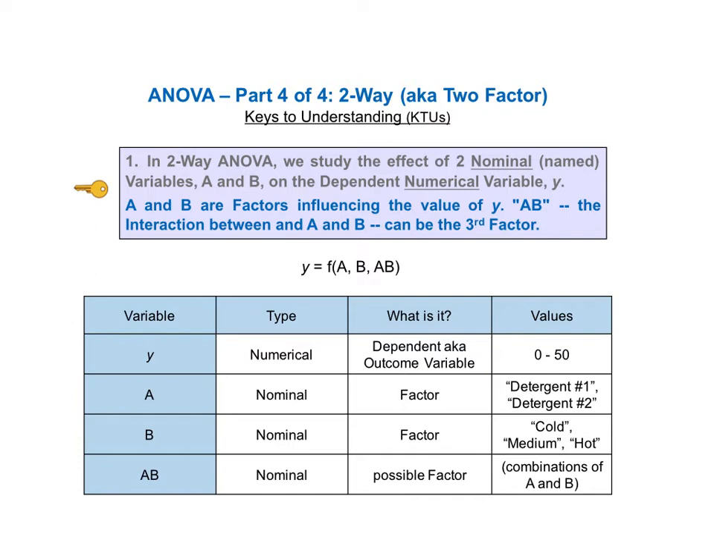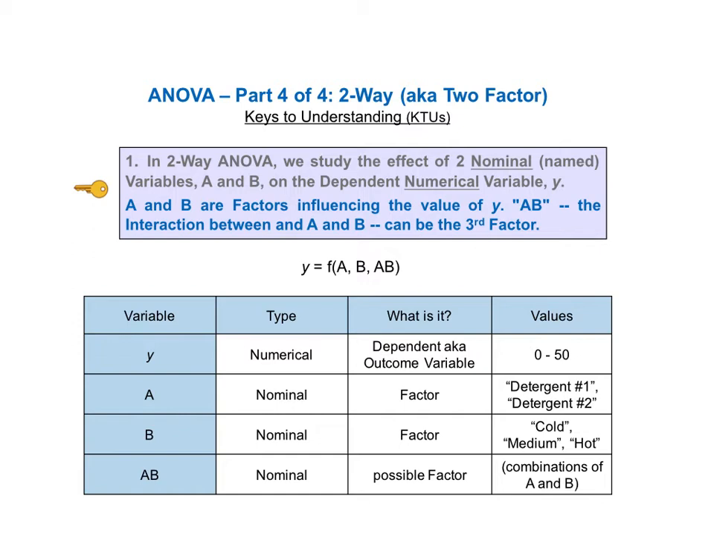A, B, and possibly AB are the factors influencing the value of the outcome variable y. We don't call them independent variables because the interaction AB is not independent of A and B. Before doing a test, we don't know if there is an interaction between the two factors. The two-way ANOVA test will tell us whether there is a statistically significant interaction between A and B.